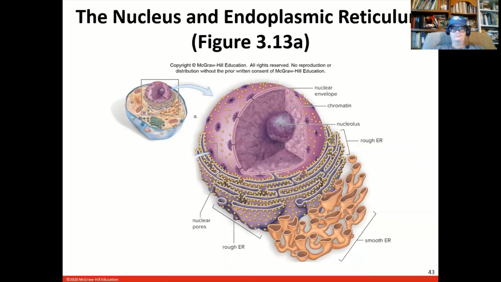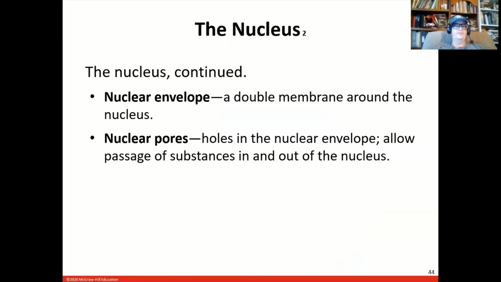And you know, rough ER covered with ribosomes, that's going to be a place where we make proteins. You know, smooth ER, no ribosomes. So what are you making there? A lot of things you make are lipid components for the membrane parts of the cell. You also tend to detoxify alcohol using the smooth ER. All right, so the nuclear envelope is a double membrane.